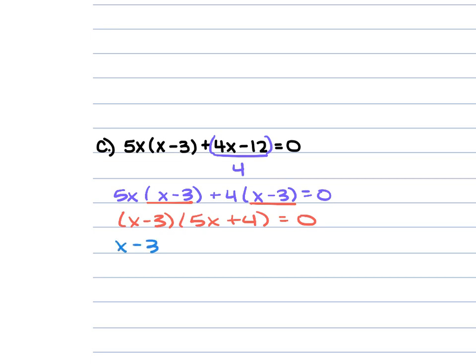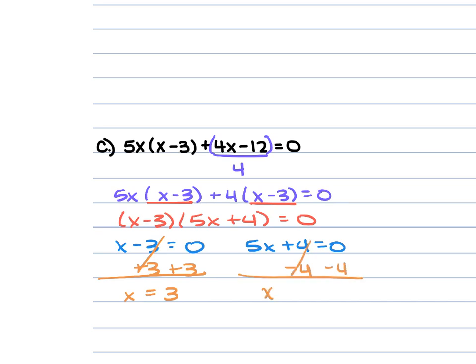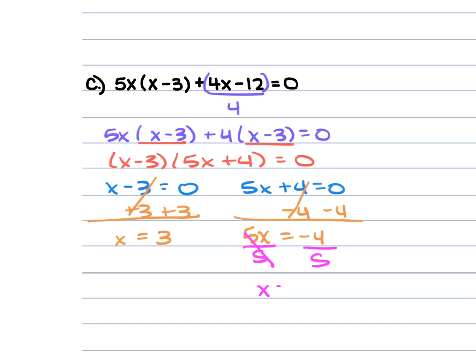So now we're going to solve both parts. So x minus 3 is equal to 0, and 5x plus 4 is equal to 0. We're going to move the 3 by adding it to both sides. We get x is equal to 3. And then we're going to subtract the 4 from each side, with the 5x plus 4 is equal to 0. And then divide each side by 5. So that way x is equal to negative 4 over 5. So 3 and negative 4 over 5 are our solutions.